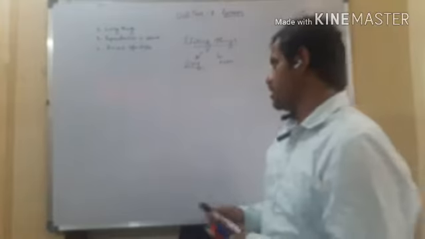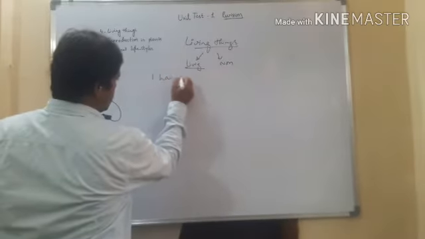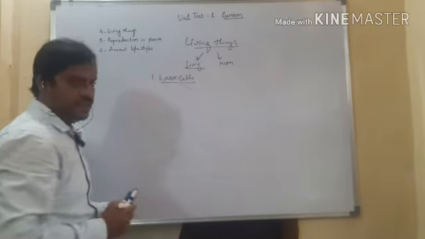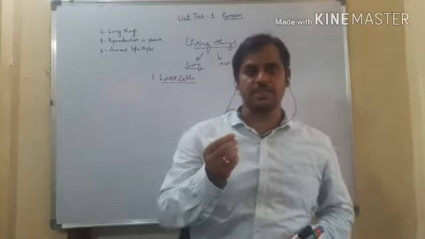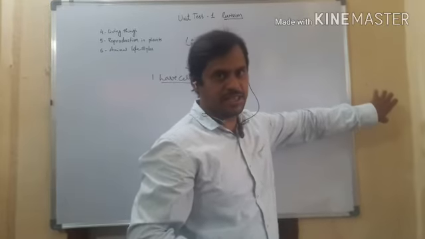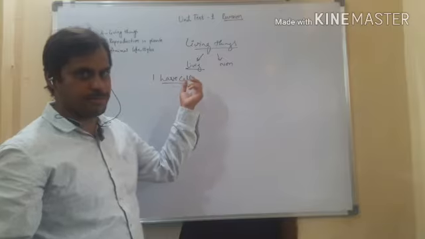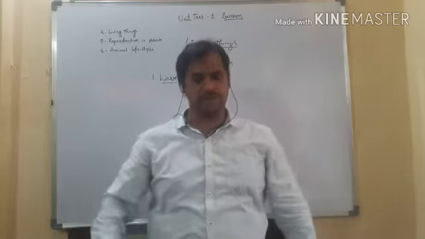The first one is that living things have cells. Living things' bodies are made up of cells. So the cell is the basic unit of life. Like for a wall, the brick is the basic unit, for the total body, the cell is the basic unit. One by one, cells are added together and form the body.